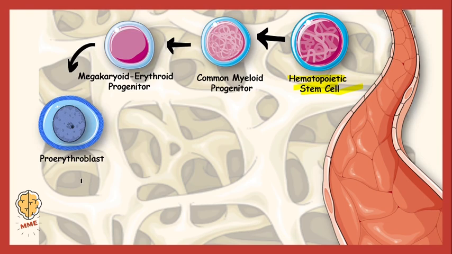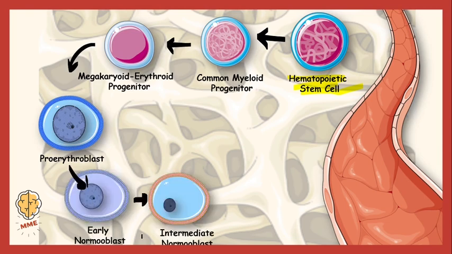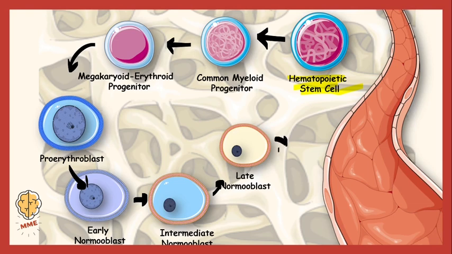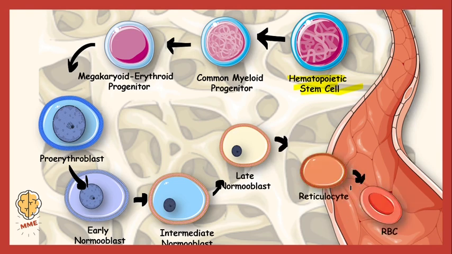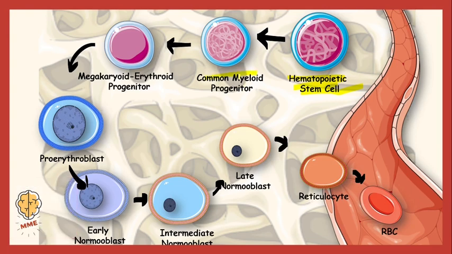That goes into something known as proerythroblast. Proerythroblast goes into early normoblast. Early normoblast gets into intermediate normoblast. Intermediate normoblast goes into late normoblast. Late normoblast produces reticulocyte. Reticulocyte produces the RBC. So this was the basic idea. You have to remember the names. These are very important pathology and physiology MCQs, right?